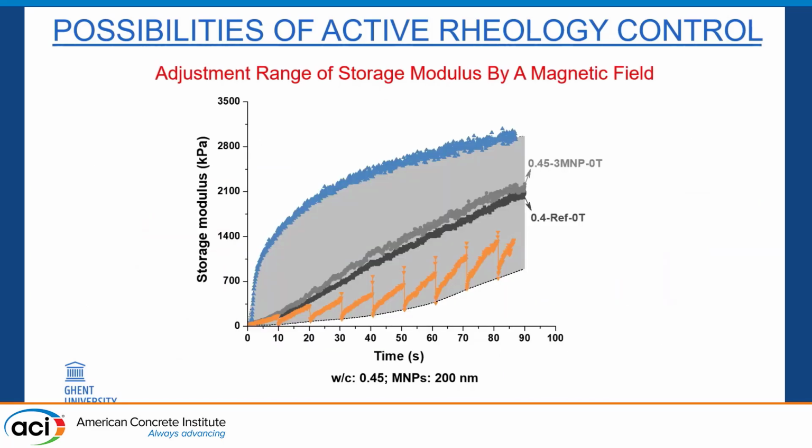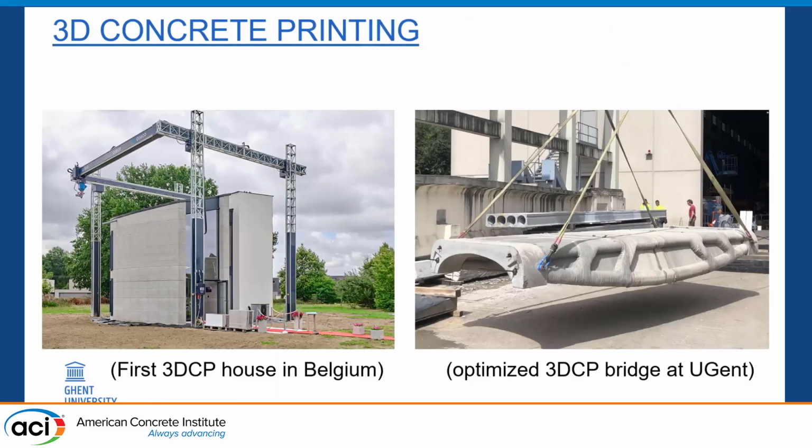So if you combine the two options, basically you could say that you can control your storage modulus in the shaded area, depending on what you are doing with your magnetic field, either constant or pulsed magnetic field. So those are the main principles, let's say.